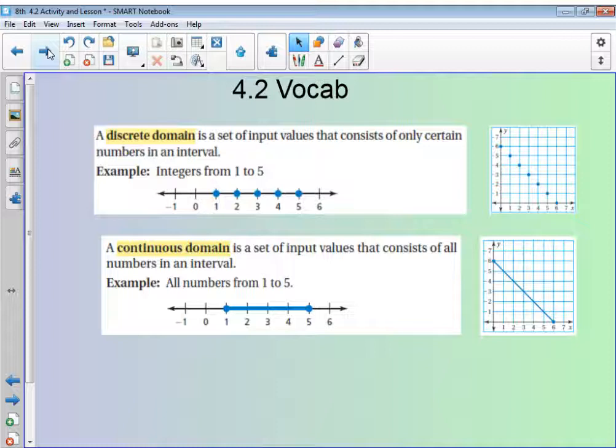So yesterday we worked briefly with discrete and continuous domains. So we're going to go ahead and continue that process because I know that with the activity you don't get a whole lot of practice in understanding that. So we're going to go ahead and discuss those once again. So your domains, remember, are your X's.